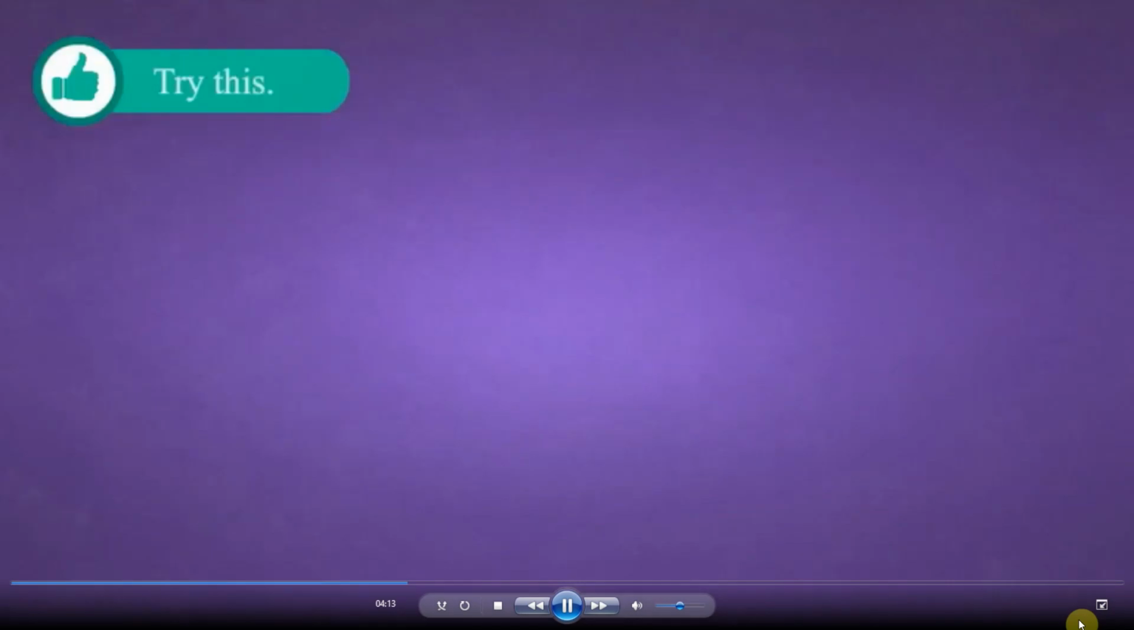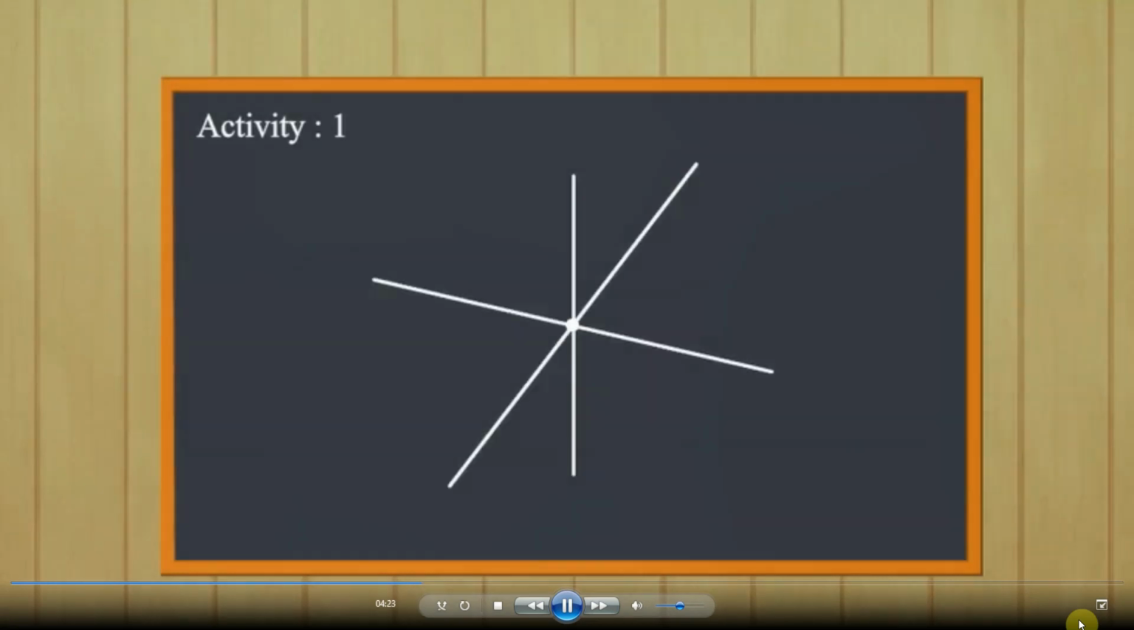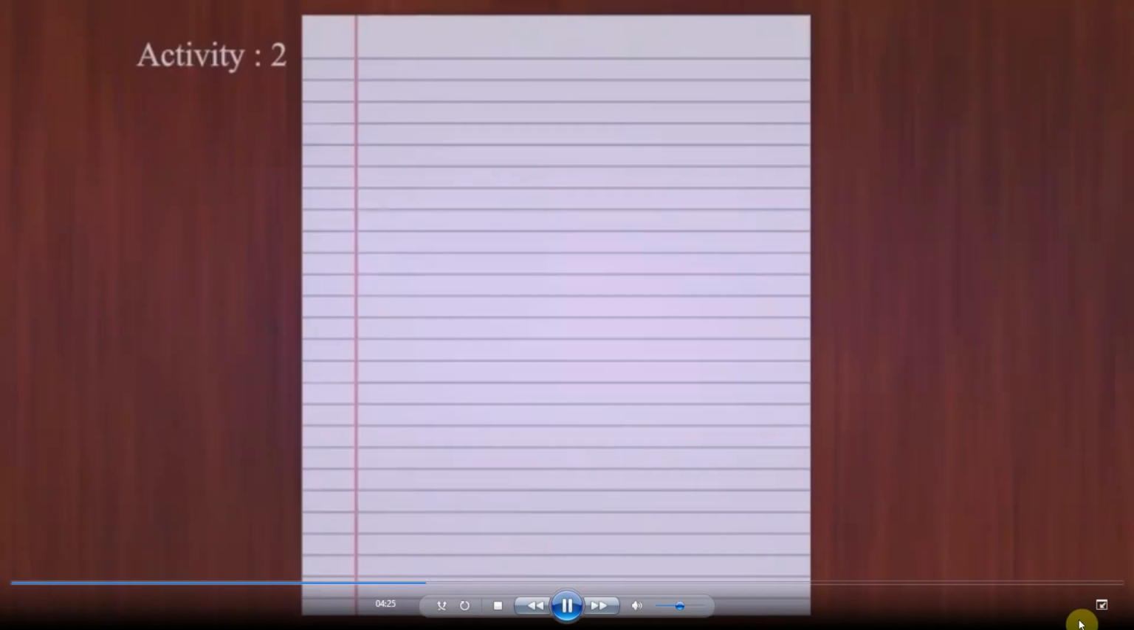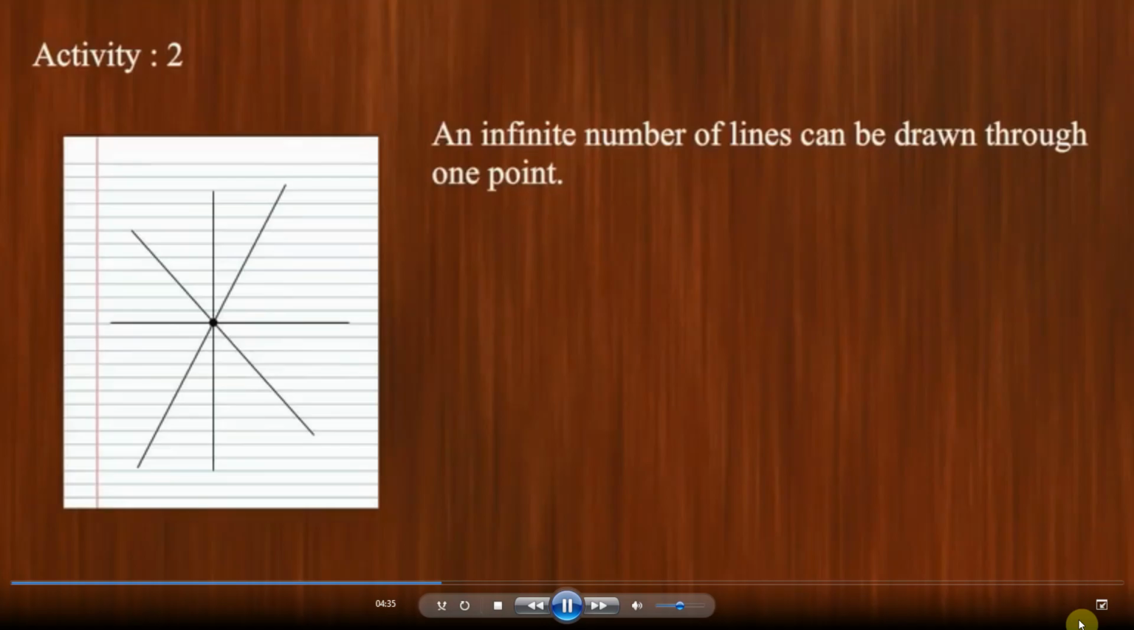Students, let's do something. Try this. Activity 1. Draw a point on the blackboard. Every student now draws a line that passes through that point. How many such lines can be drawn? Activity 2. Draw a point on a paper and use your ruler to draw lines that pass through it. How many such lines can you draw? An infinite number of lines can be drawn through one point.